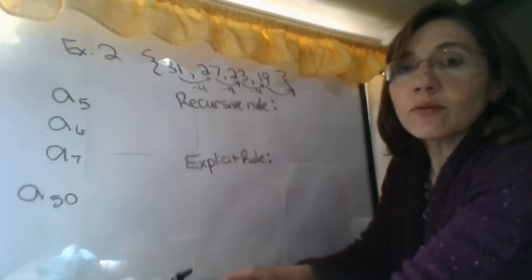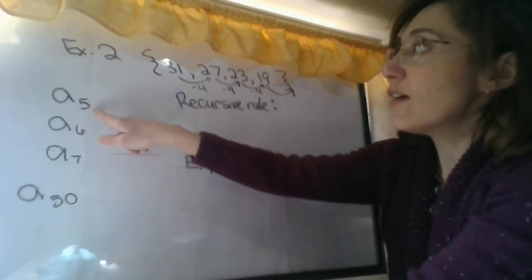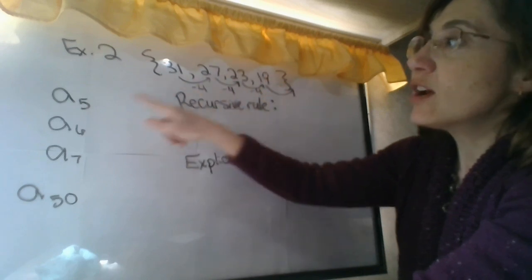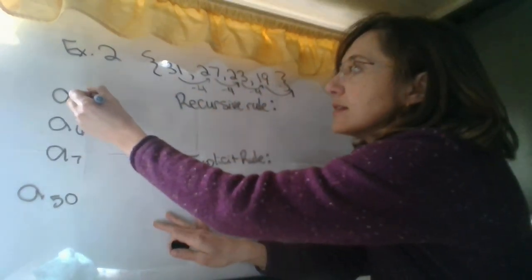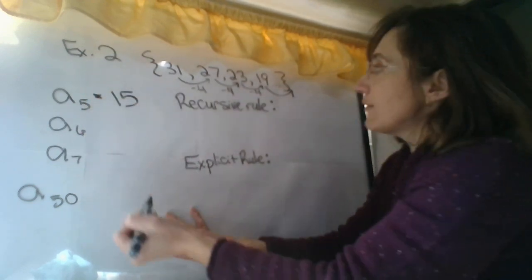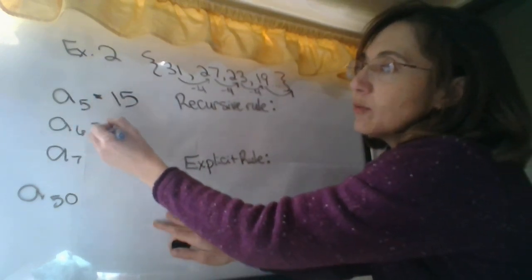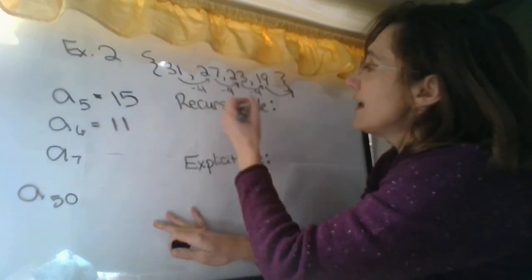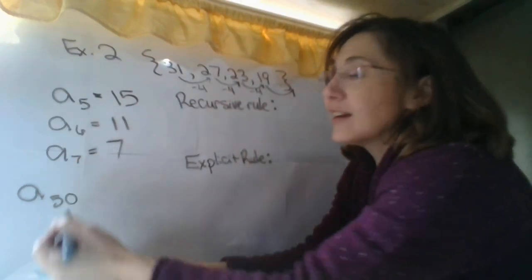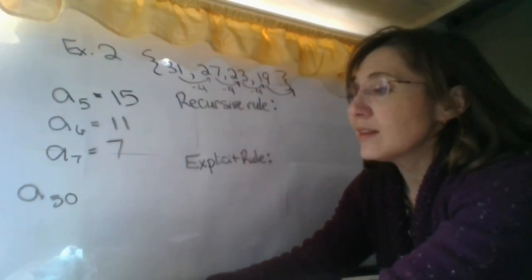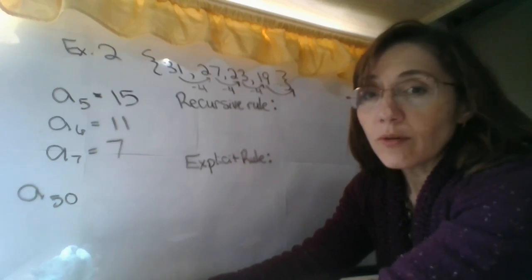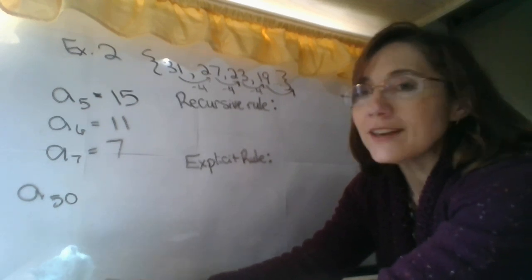So I think you'd be able to predict what a sub 5 would be now, because we have a sub 1, a sub 2, a sub 3, a sub 4. So what would come next in that sequence? If you go down 4, you're going to be at 15. If you do that again, you'll be at 11. If you do that again, you'll be at 7. However, if you're asked to find something that's way out there in the sequence, like a sub 50, that's going to get old. So let's come up with some rules that we can use here.